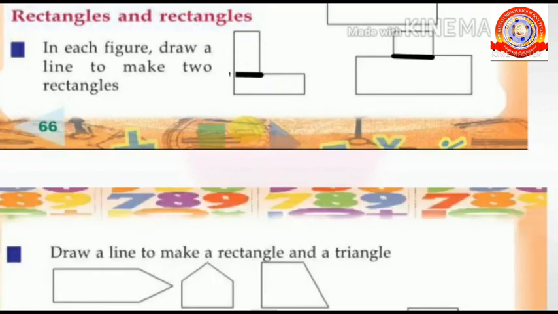Next question. In each figure, draw a line to make a rectangle and a triangle. In the first figure, we have to draw a line like this. Therefore, we will get a rectangle and a triangle. In the second figure, draw a line like this. So, we will get a rectangle and a triangle. In the third figure, we need to draw a line like this. So, we will get a rectangle and a triangle.